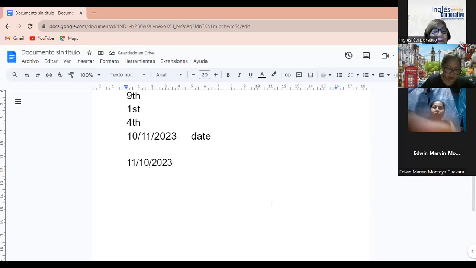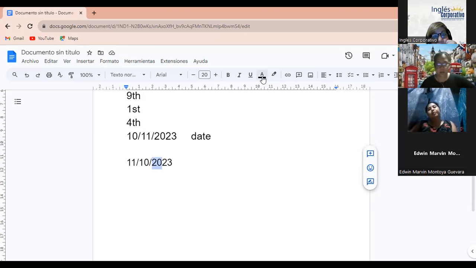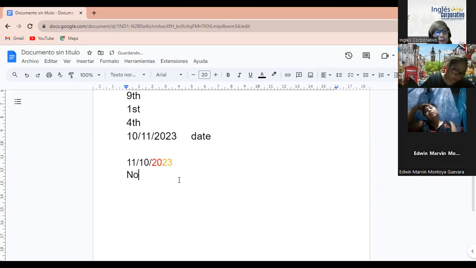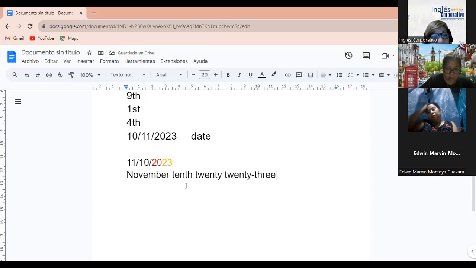Okay, so you say November 10th, 2023. Okay, the year you read two numbers and two numbers. Different, right? So this 11 is the month, it's November. This is the ordinal number. It's like you say November, November 10th, 2023. You see? November 10th, 2023.